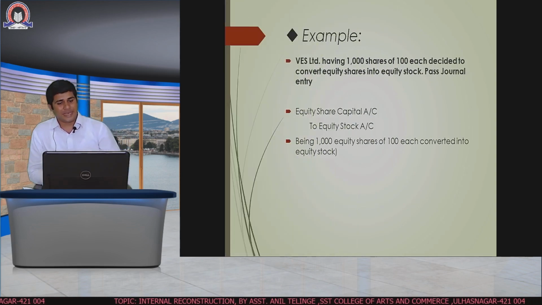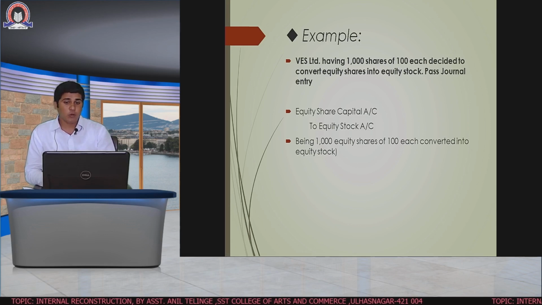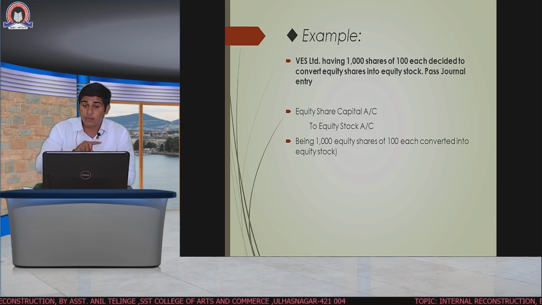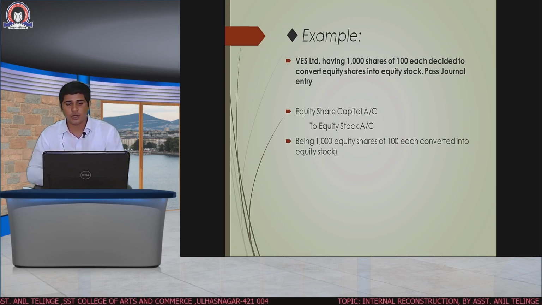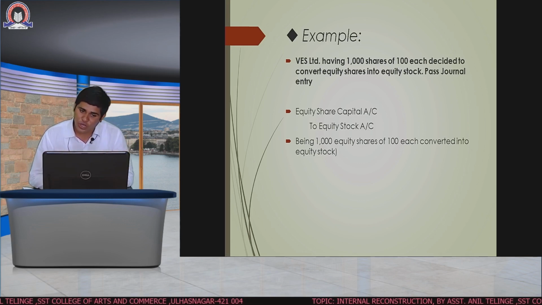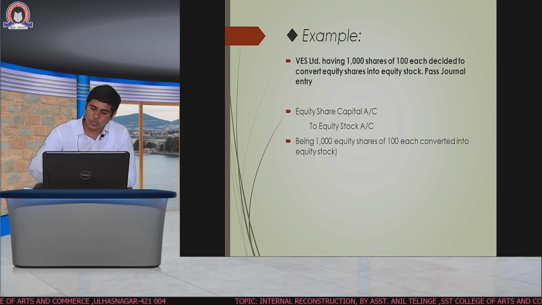Next process, the example concerned with how company convert its share capital into stock. The VES Limited having 1,000 shares of ₹100 each. Keep in mind the value of share is 100, so it becomes 1 lakh converted into equity stock. So entry pass, equity share capital account debit to equity stock account. Narration being 1,000 equity shares of ₹100 each converted into equity stock.